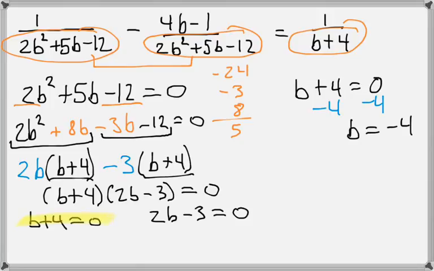If you notice this one right here, that is the exact same as what we did over here. So we've already found that excluded value, and that excluded value is b cannot equal negative 4.